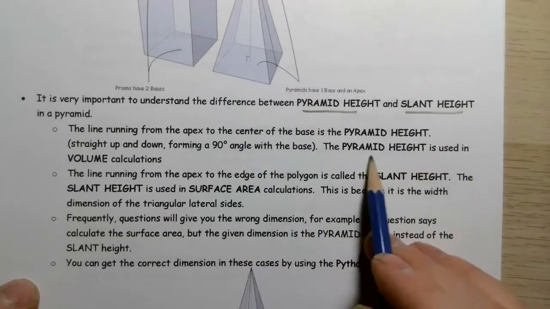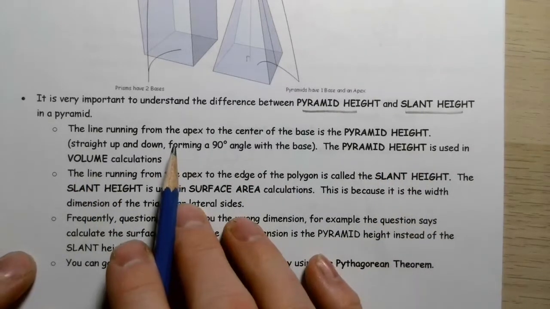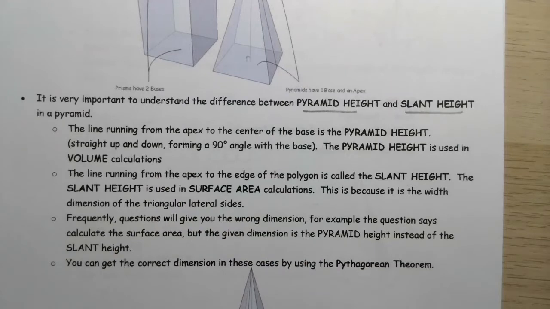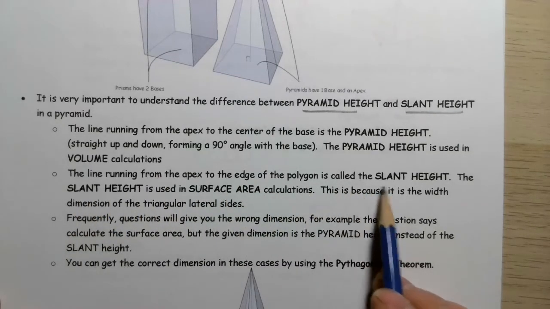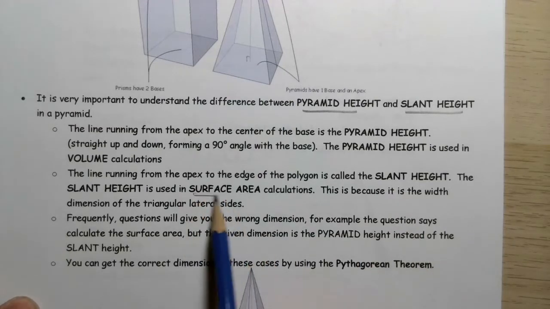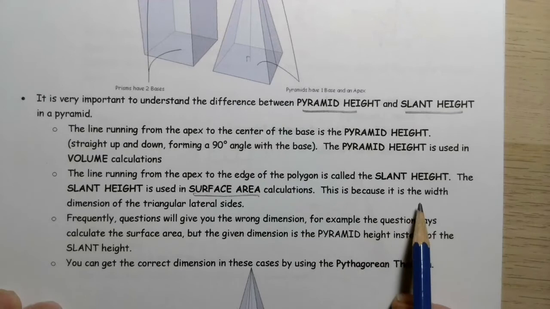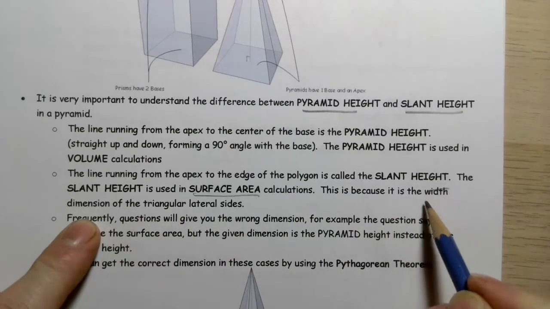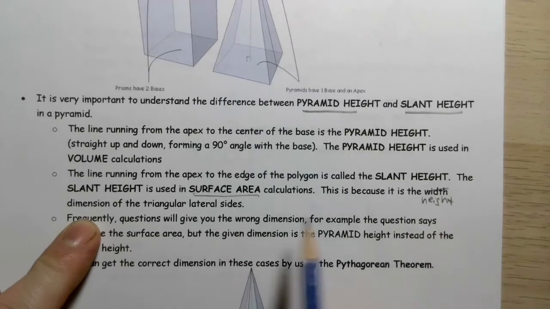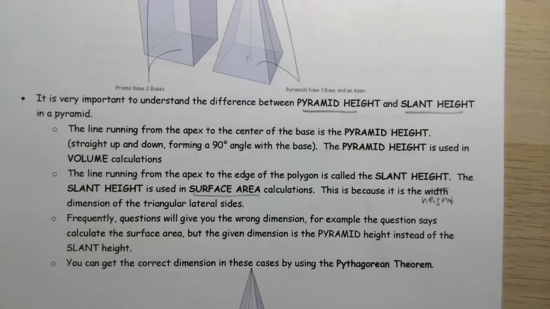And we use that to calculate volume. The actual height of the pyramid is going to be used to calculate the volume. The line running from the apex to the edge of the polygon is called the slant height, and we use that one for surface area calculations. That's because it's going to be the height of the triangular lateral sides here.